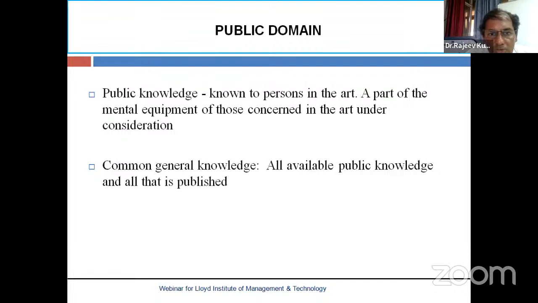So the public knowledge known to a person in the art, a part of the mental equipment of those concerned in the art under consideration, and it should not be available in the common general knowledge. That means all available public knowledge and all that is published. So publicly वो नहीं पता होना चाहिए और published literature में भी वो चीज नहीं होनी चाहिए. So that all makes a public domain.